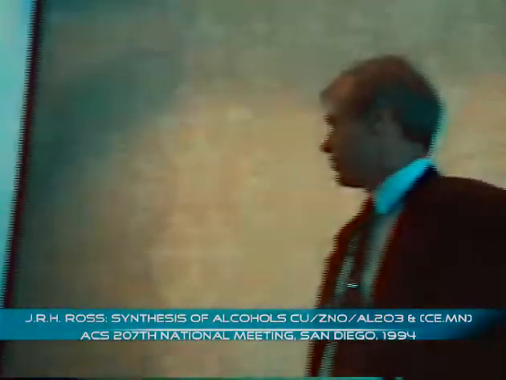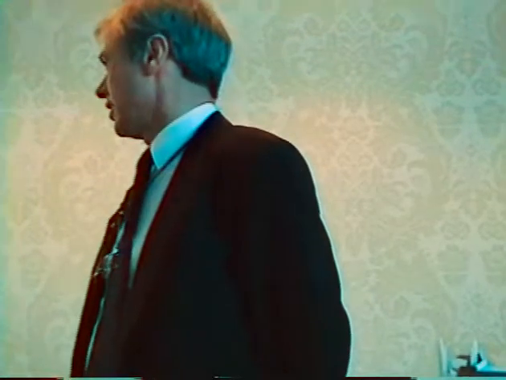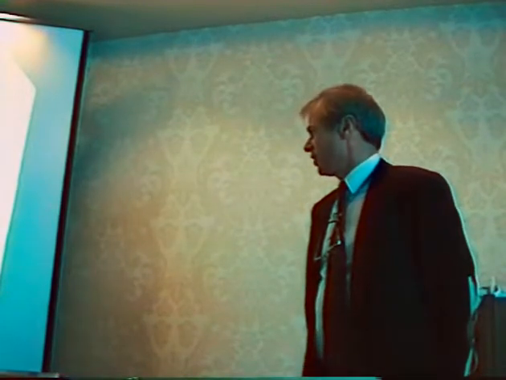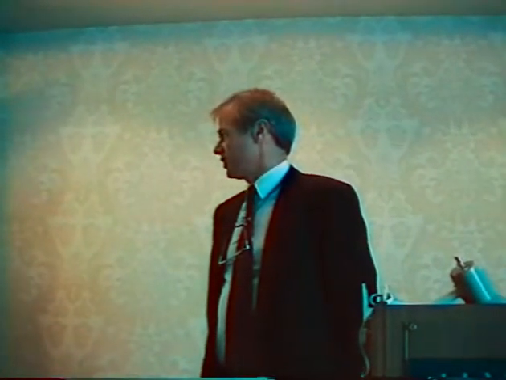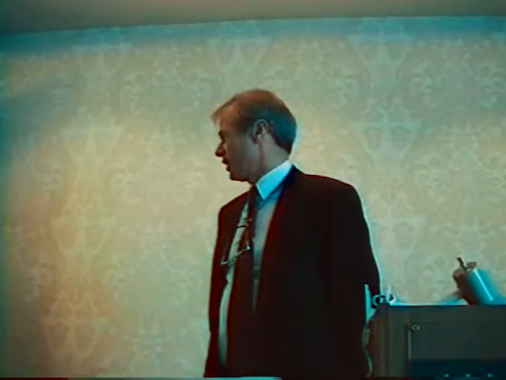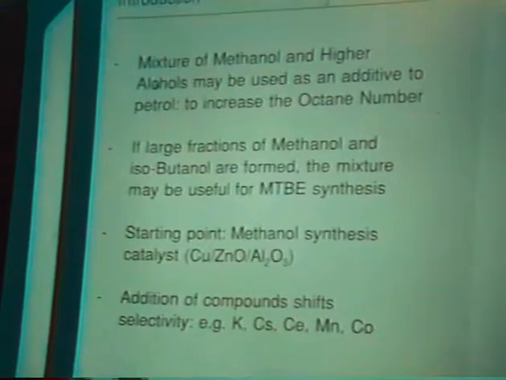If large fractions of methanol and isobutanol are formed, then there's another possibility, and that's the production of MTBE from that mixture. And in fact, as we'll see, some of the catalysts that we've been looking at are quite selective for isobutanol synthesis. Now, most of the work that we did was done using as a starting point an existing copper zinc alumina catalyst. It was a BASF catalyst, but we made our own catalysts as well. In some cases we added the material by impregnation. Sometimes we made our own materials by co-precipitation, adding the other additives by co-precipitation during the preparation.